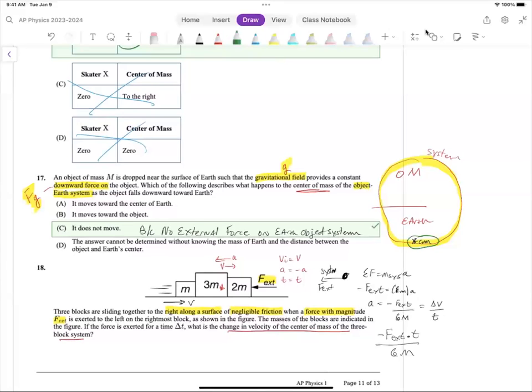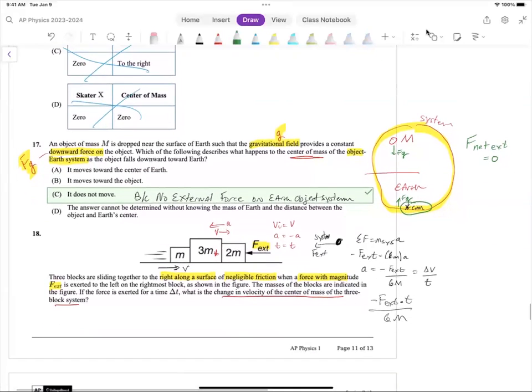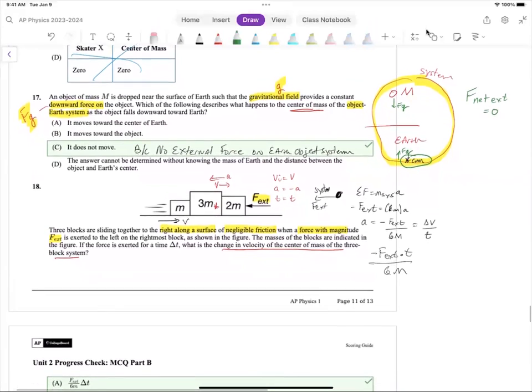There is no external force acting on this Earth-object system. Yes, there's a force of gravity acting on the object. Yes, that's also the same magnitude of force that it puts on the Earth, but that is internal to the system. So the net external force is equal to 0. The center of mass of that system, therefore, will not move. It started at 0, and it will stay there because the external force is non-existent.